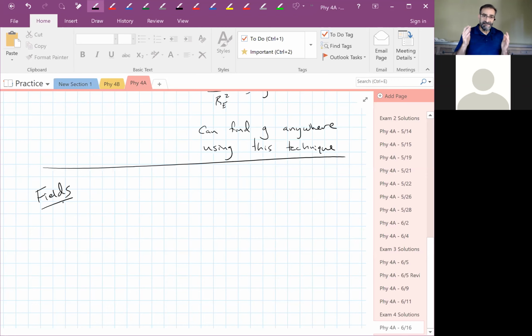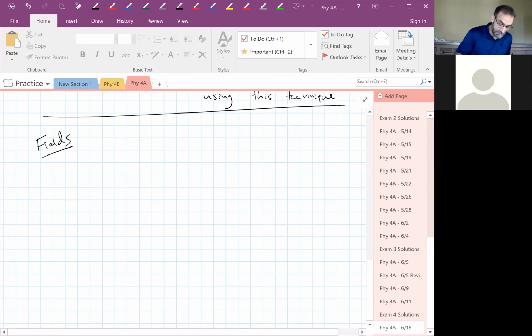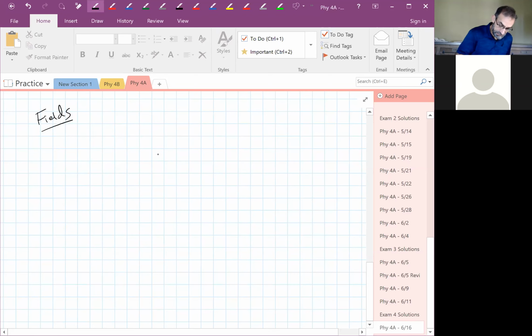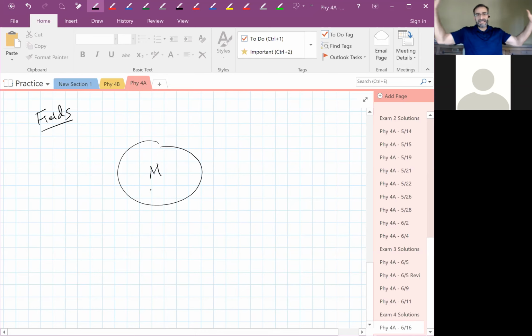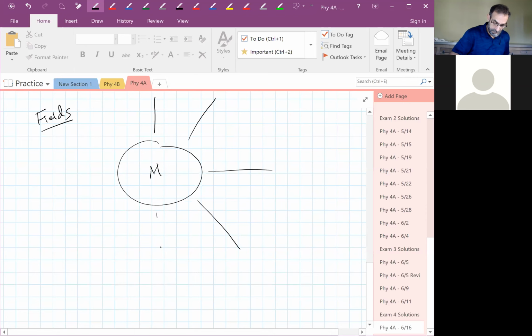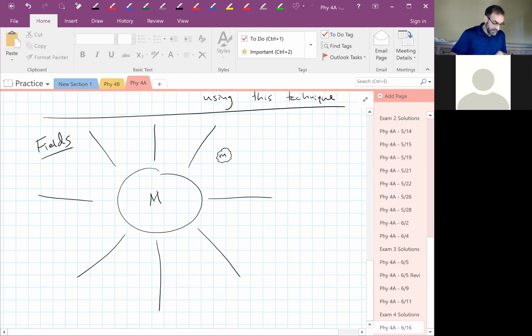Okay. Our model is fields. What we say is that a massive object fills the space around it with a gravitational field. And any other object with mass interacts with that field and feels a force because of that interaction. So these are our field lines.